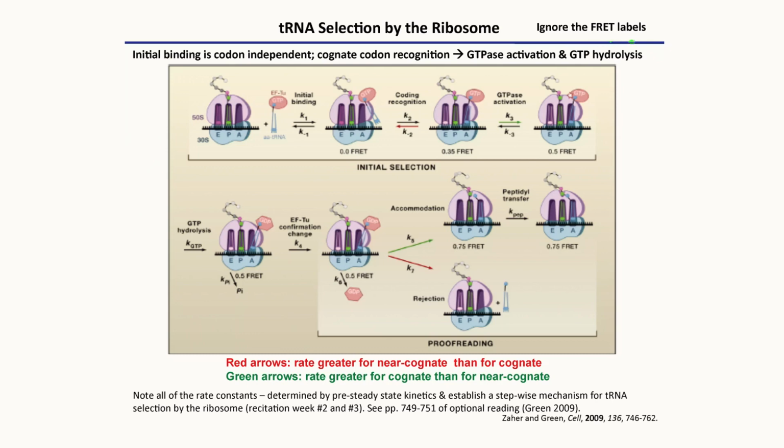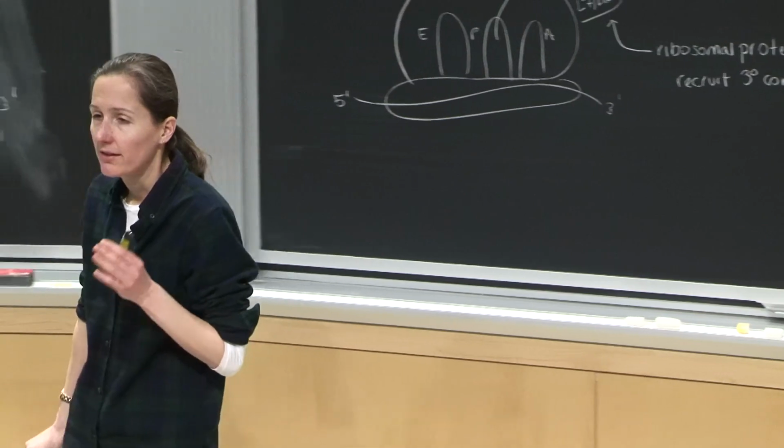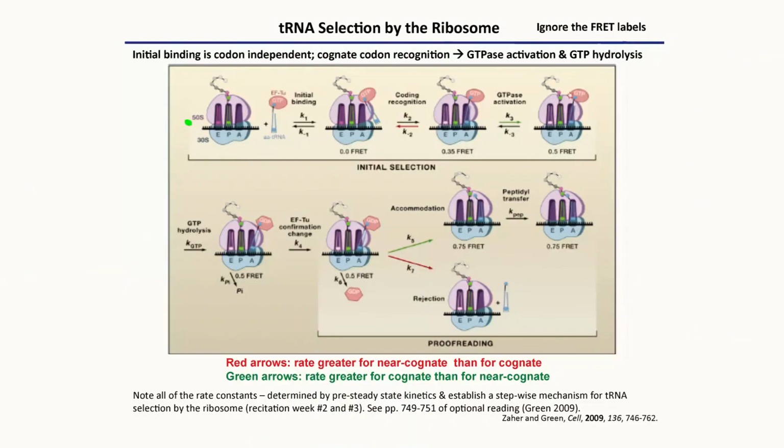So what do we see? We begin with initial selection. Here we have our ribosome, and there's a polypeptide being synthesized. Here's the ternary complex, EF-Tu, GTP, and the aminoacyl-tRNA. So there's an initial binding step that's governed by k1 in the forward direction and k-1 in the back direction. As said before, this is independent of the mRNA. So the ternary complex binds the ribosome. There's sampling in the A site of the anticodon. And then there's a step described as codon recognition with k2 and k-2.